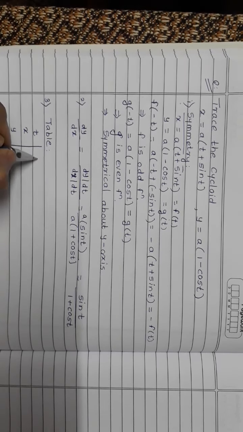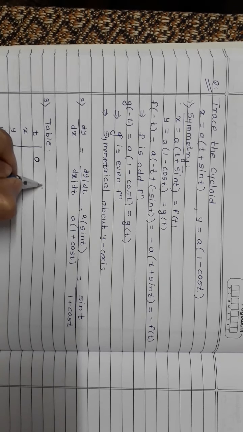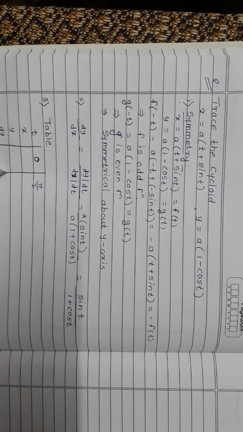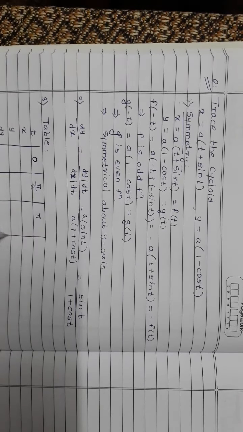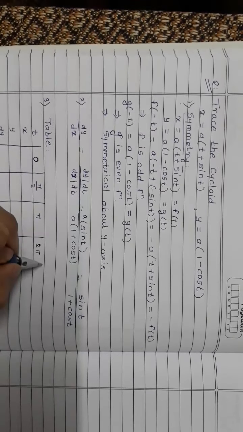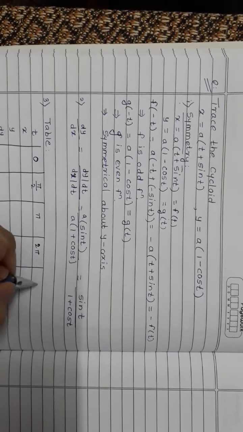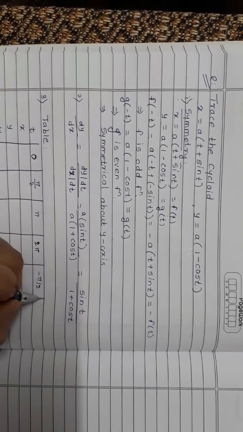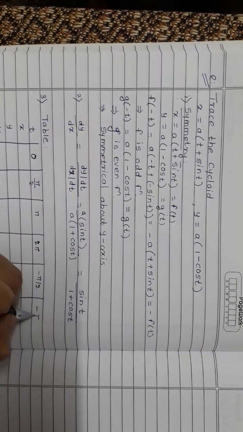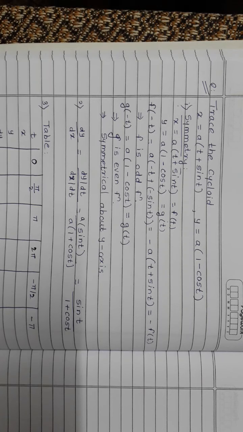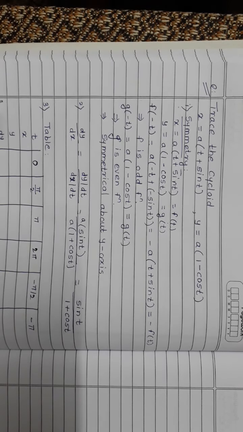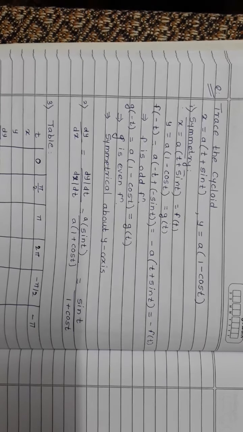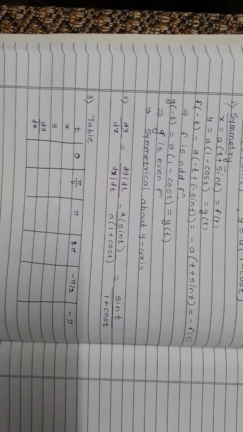So I'll consider 0, then pi by 2, then pi, then 2 pi, and on the opposite side I consider minus pi by 2 and minus pi. Okay, since it contains sine and cos, it is okay to just figure out the values between 0 to 2 pi, because they are periodic with period 2 pi. Okay, now let's find out the values.